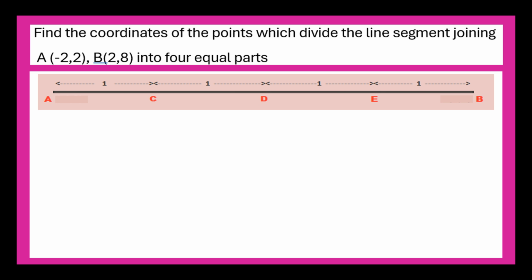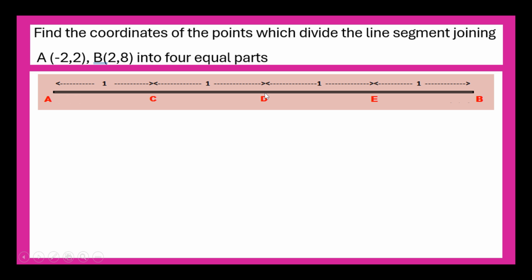Now look at this diagram. Here AB is the given line segment, and we have the coordinates of A as (-2, 2) and the coordinates of B as (2, 8). Now we have to make it into 4 equal parts. In order to do this, we have to cut this line segment at 1, 2 and 3 points. If you cut it at 3 points, then there will be 4 equal parts. If you observe, all these are equal parts.